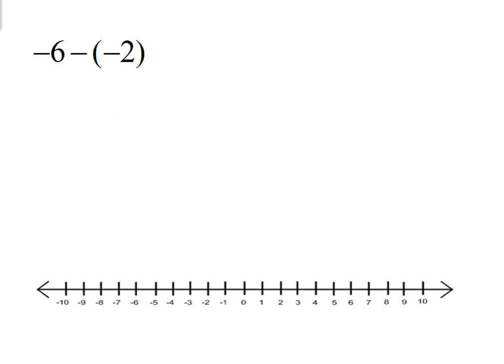And our last example, once again, we have the double negative. So we have negative 6 subtract negative 2. This is going to turn into negative 6 plus 2. Starting at negative 6 on our number line, we're only moving 2 units to the right, so we're still going to have a negative answer. And this is going to leave us at negative 4.